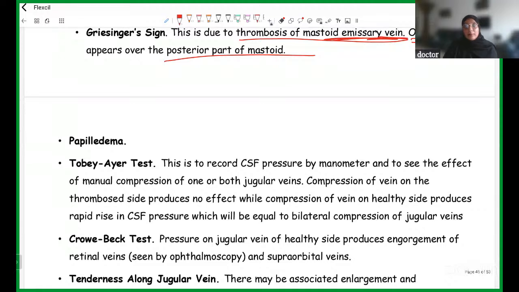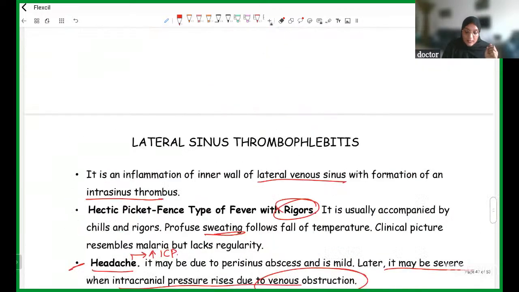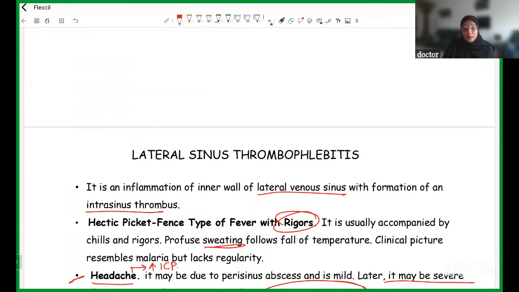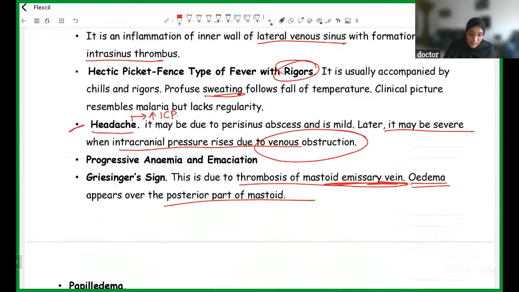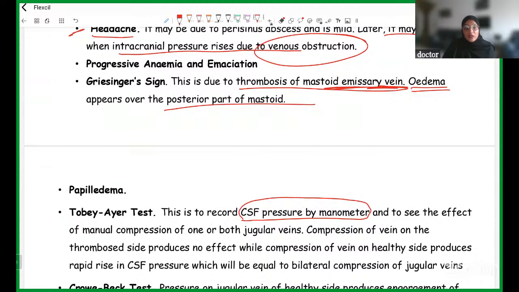The other thing is papilledema. Papilledema is a painful condition. The patient will have pain in the eye, right? Like we all know. Then we have the Tobey-Ayer test. This is to record the cerebrospinal fluid pressure. How do you record it? You record the pressure of cerebrospinal fluid by manometry, and you see the effect of manual compression of one or both jugular veins. So here you have to understand that if there is lateral sinus thrombophlebitis, this can lead to compression of both the jugular veins. Okay, so you have to make sure that you do a Tobey-Ayer test to see if cerebrospinal fluid pressure is normal and if it is compressing both the jugular veins.